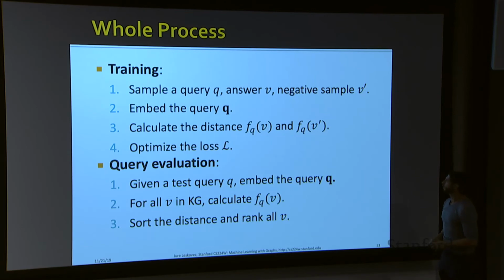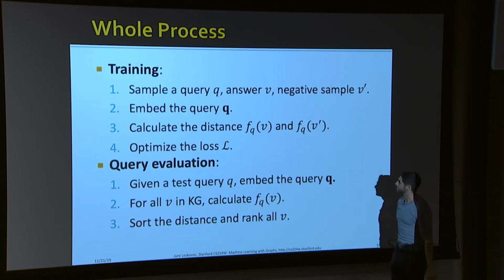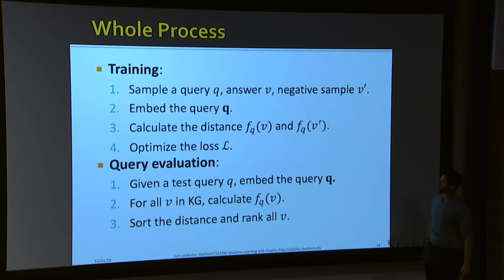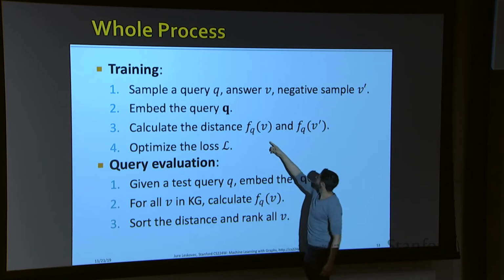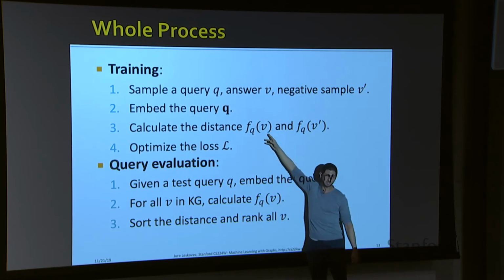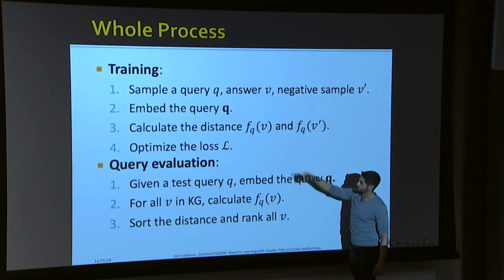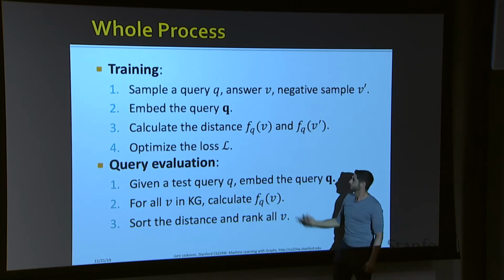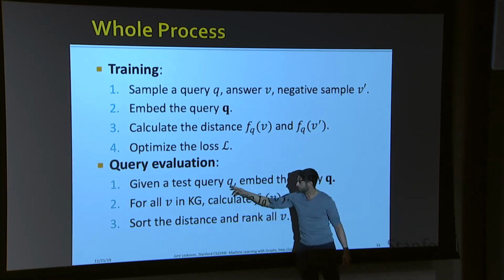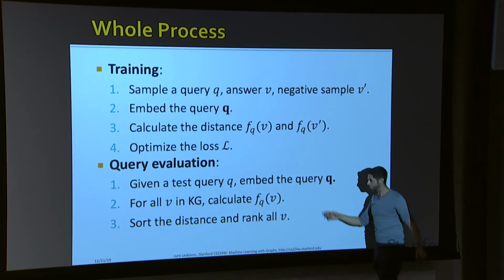Okay, so now the whole process, just to go through it once again, we get a query, an answer, and then we have our negative sample v prime. So what we do is we embed our query Q, we calculate the distance between valid answers and corrupted ones, we optimize the loss. So all of this is basically like TransZ. The way in which we do query evaluation, we're given a test query Q, we embed it.